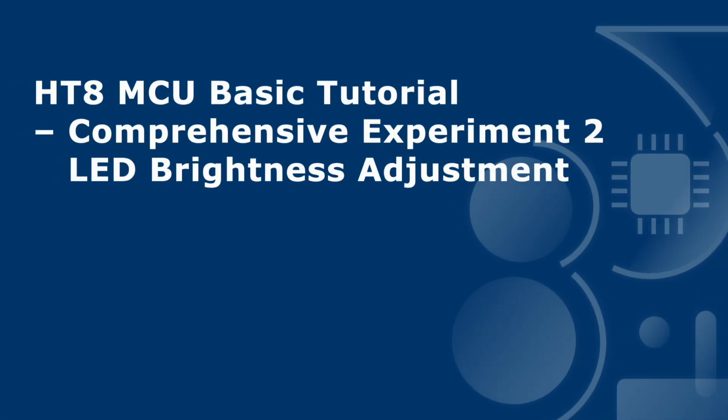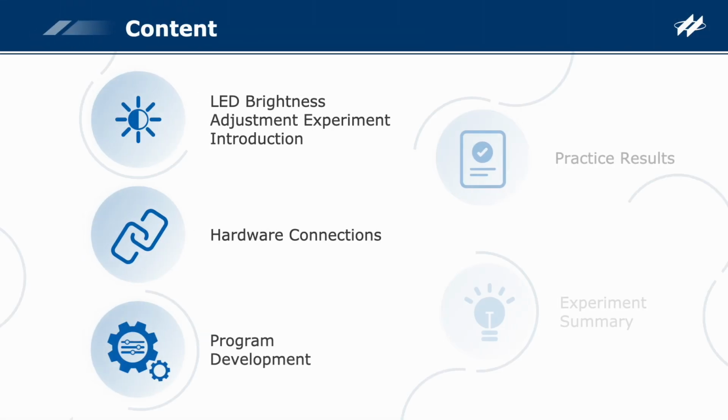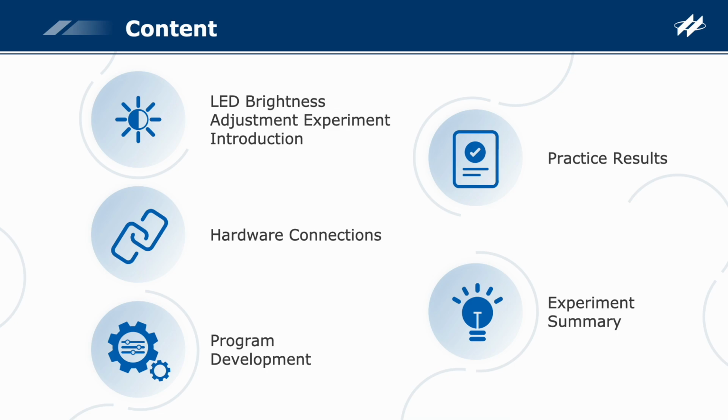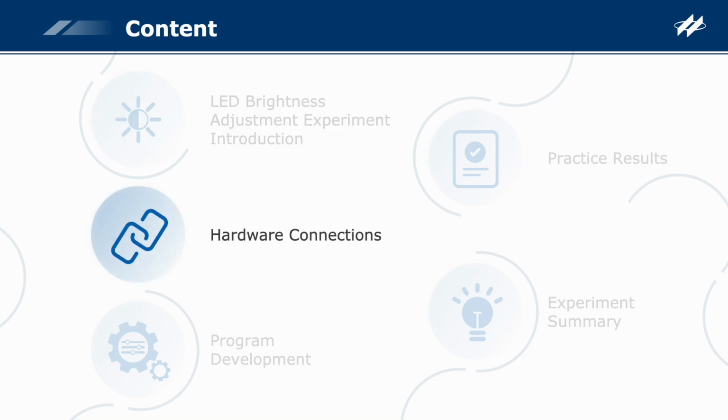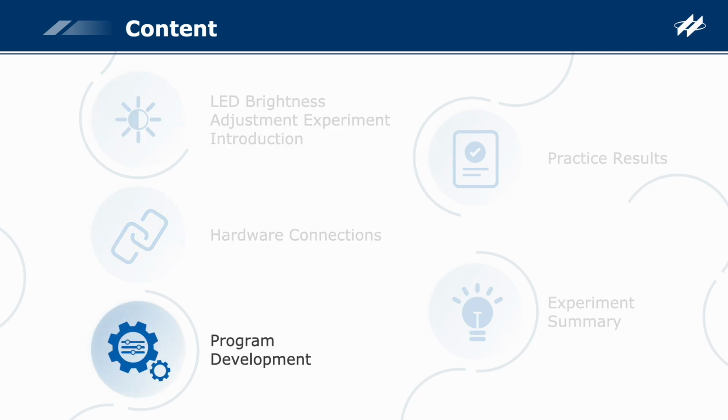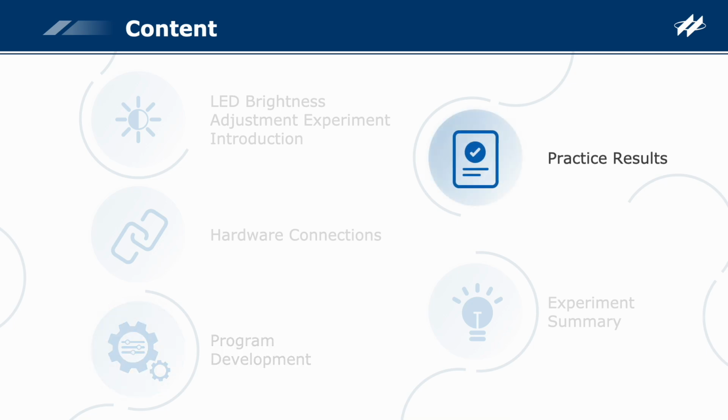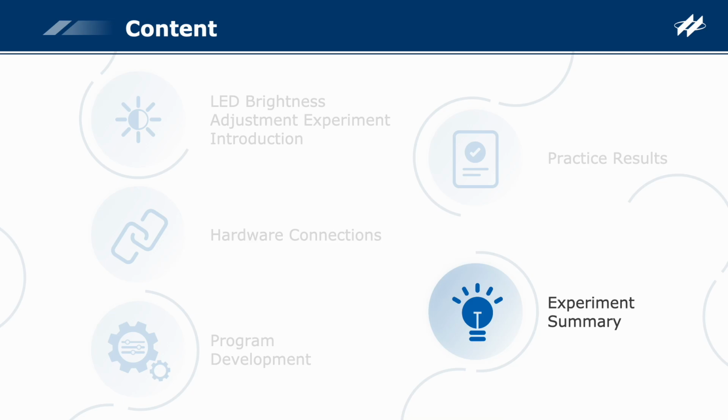Welcome to the HT8 MCU Basic Tutorial, Comprehensive Experiment 2, LED Brightness Adjustment. This experiment will be explained from the following 5 aspects, which are LED Brightness Adjustment Experiment Introduction, Hardware Connections, Program Development, Practice Results, and Experiment Summary.